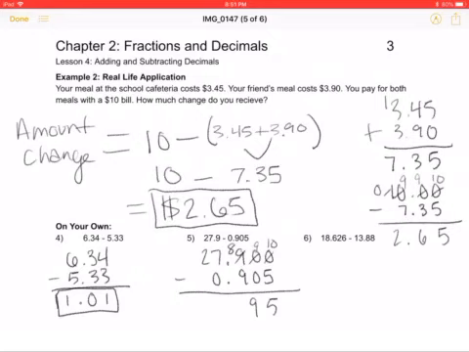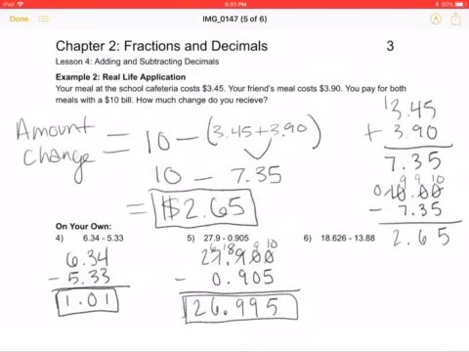I can't do 8 minus 9, so I have to borrow from this 7. This is going to turn to a 6. I can add a 1. So now I'm left with 18 minus 9, which is 9. Bring down that decimal place. 6 minus 0 is 6. And then I have that 2 left over. So my answer here is 26.995.